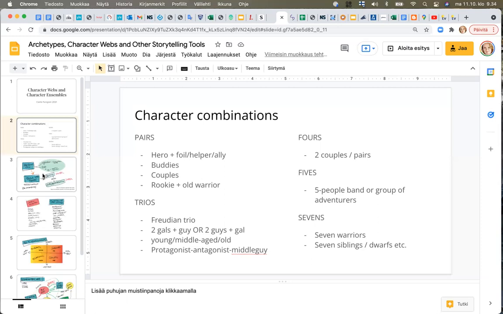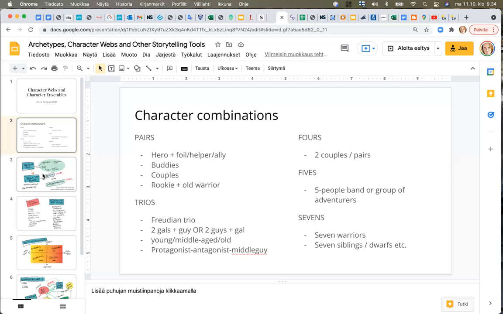Let's see what that is about. It's not that actual in real psychology or psychiatry anymore, but it has stuck as a kind of myth or a kind of tool for storytelling.